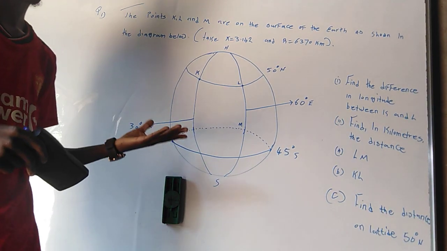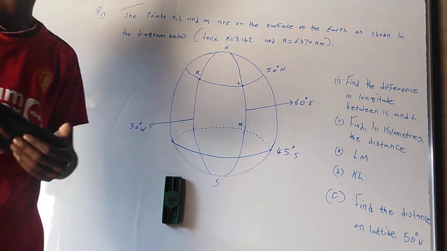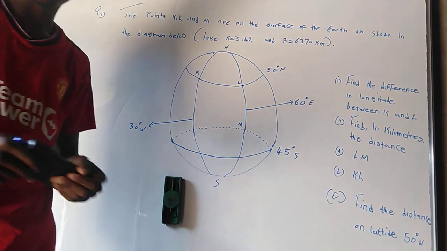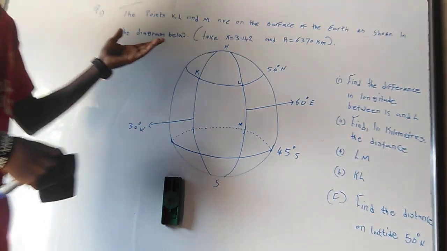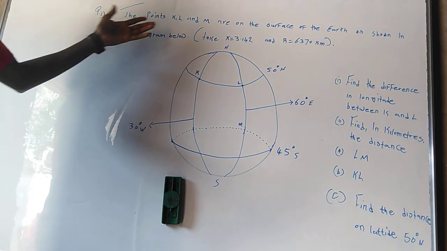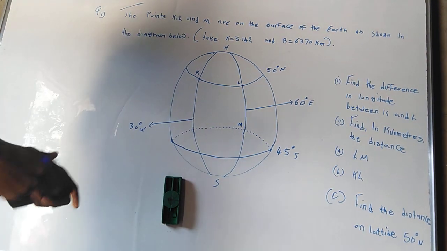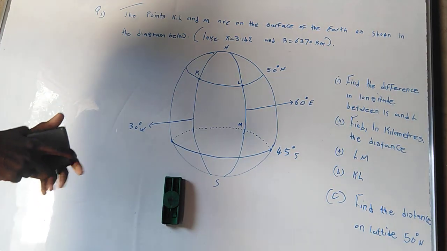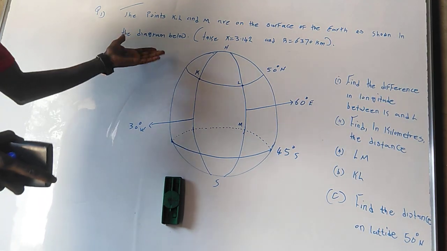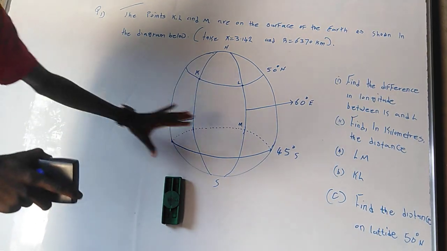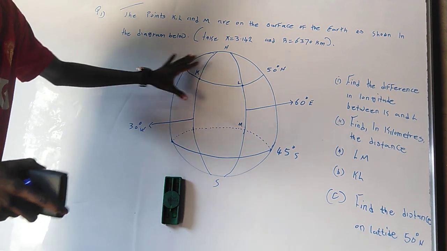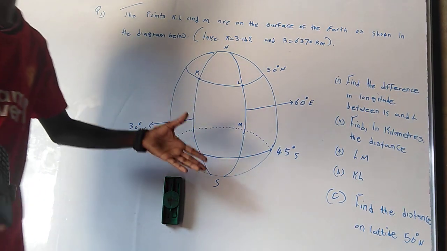This is an examination topic, so it carries about 6 marks in an exam. The question says the points K, L, and M are on the surface of the Earth, as shown in the diagram below. So this is the Earth that we have, and that's where the topic is coming from.